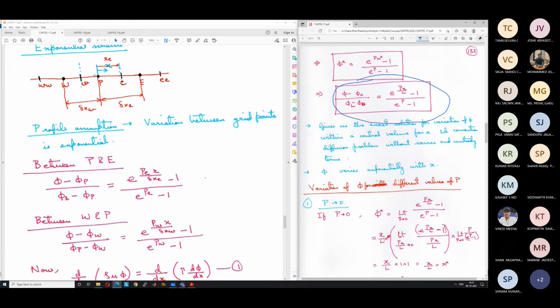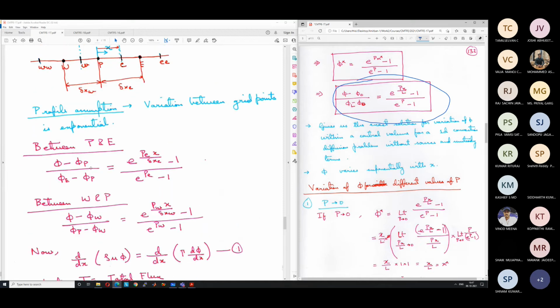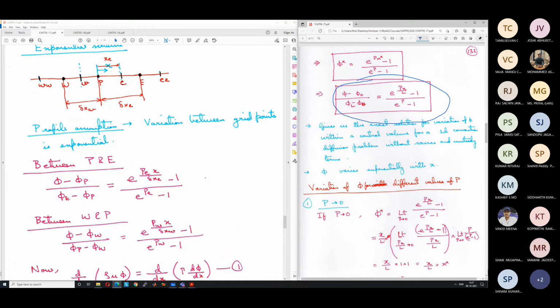Okay, is equal to e to the power Pw x by delta xw minus 1 by e to the power Pw minus 1. Okay, you should notice here that I have not just replaced the east with west. That will be incorrect, right? It is going from left to right. Whatever is on the left should come in here. Here W is on the left, here P was on the left. And whatever is on the right will come here. Okay. It is not a matter of just replacing east with west.